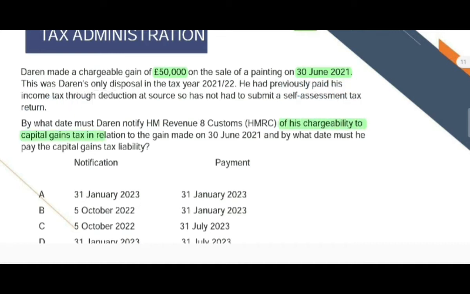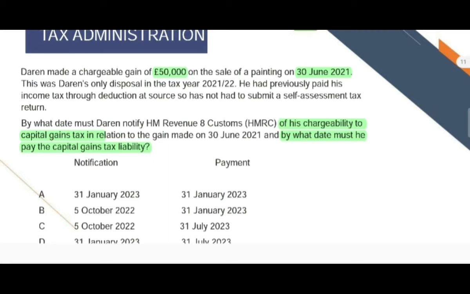The first question is, by what date must Darren notify HMRC of his chargeability to capital gains tax? Here we need to identify the tax year ending date, plus a 6 month period, and we will get the date by which the notice of chargeability should be served. And the second question is, by what date must he pay the capital gains tax liability, and that is 31st January following the end of the tax year.